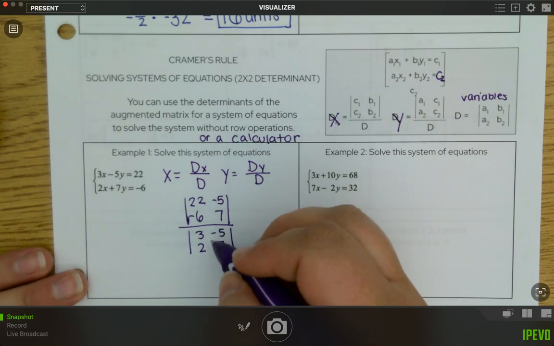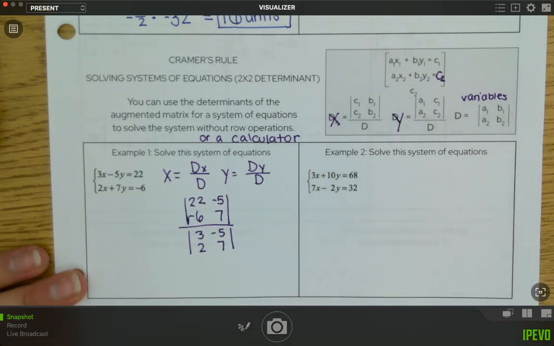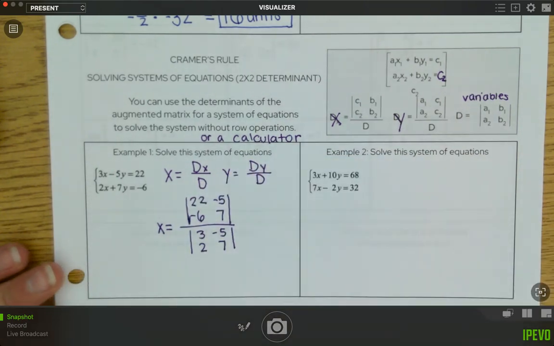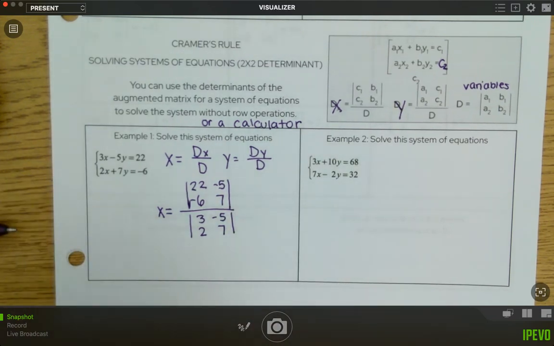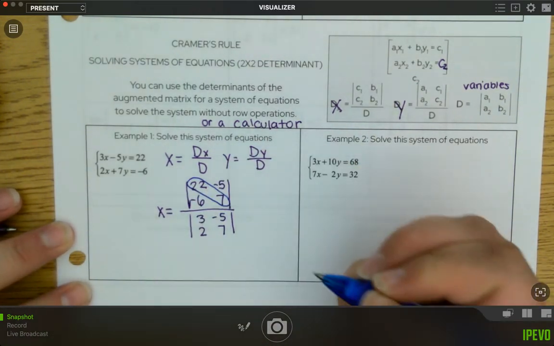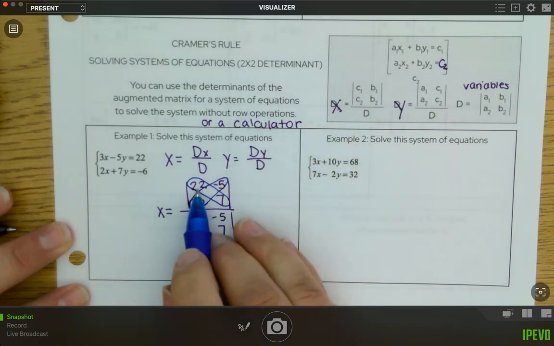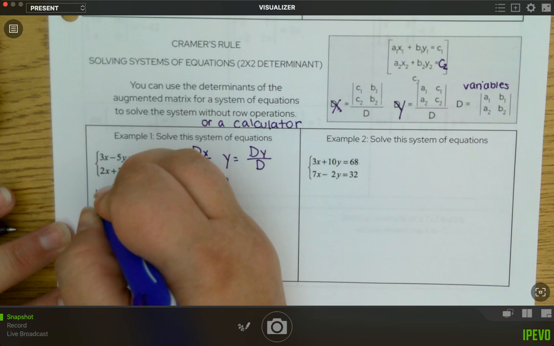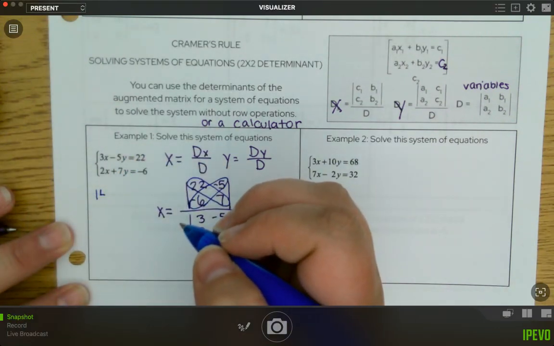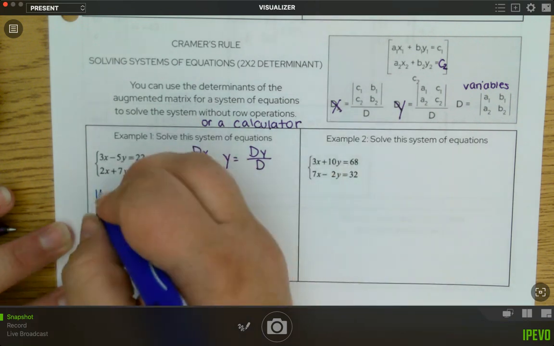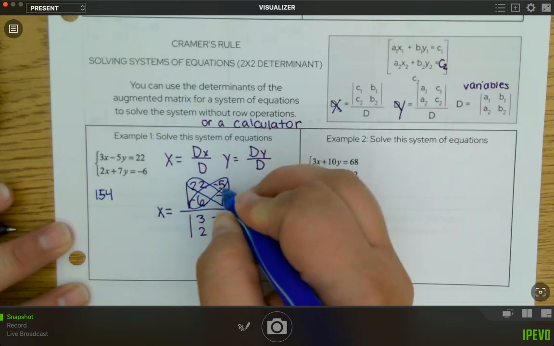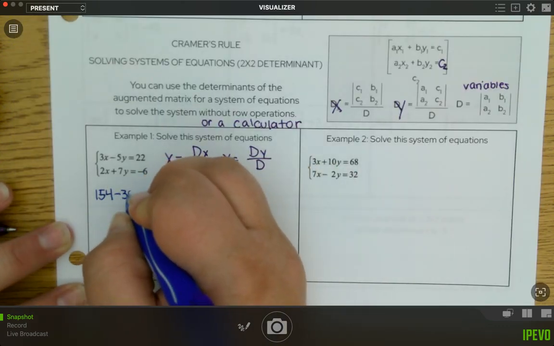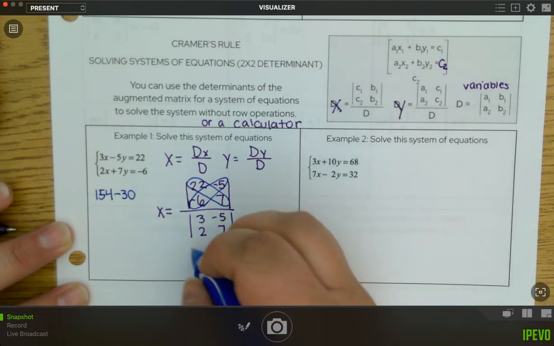And if I do these two determinants and divide them, that's going to be my x value of the answer to the equation. I'm going to go ahead and do that first, and then I'll explain to you how to do y. So when we were talking about determinants of 2 by 2's, it's this product minus this product. So 22 times 7 is 154, there we go. And then over here, negative 6 times negative 5 is 30, and you subtract them. 154 minus 30 is 124.